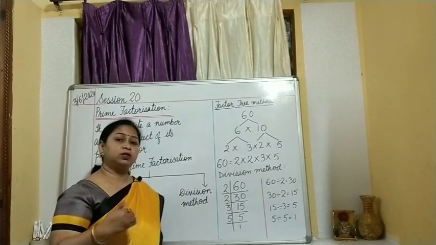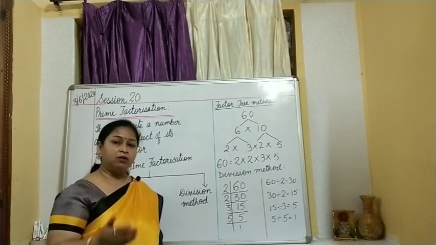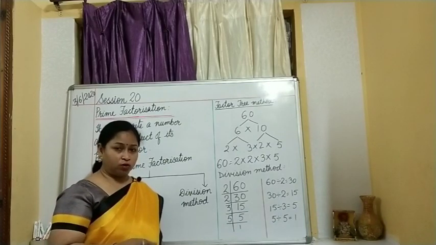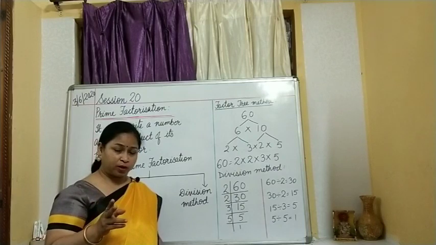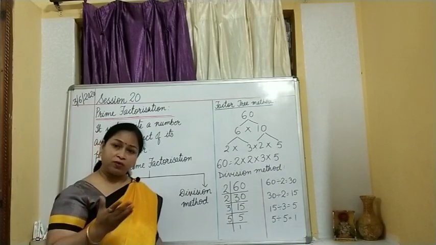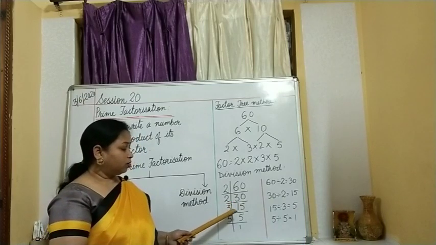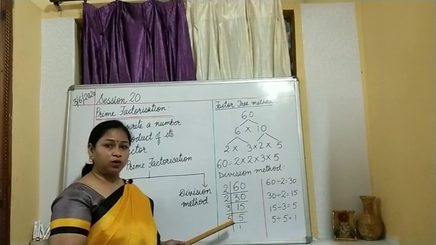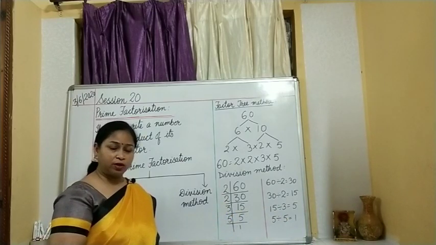You have to check the next prime number. So while we were doing the prime factors, prime numbers, I have told you 2 is the smallest prime number, then we move on to 3, then we move on to 5 and so on. So 15 is divisible by 3, isn't it? So 15 divided by 3, what will you get? 5. We write 5 over here.